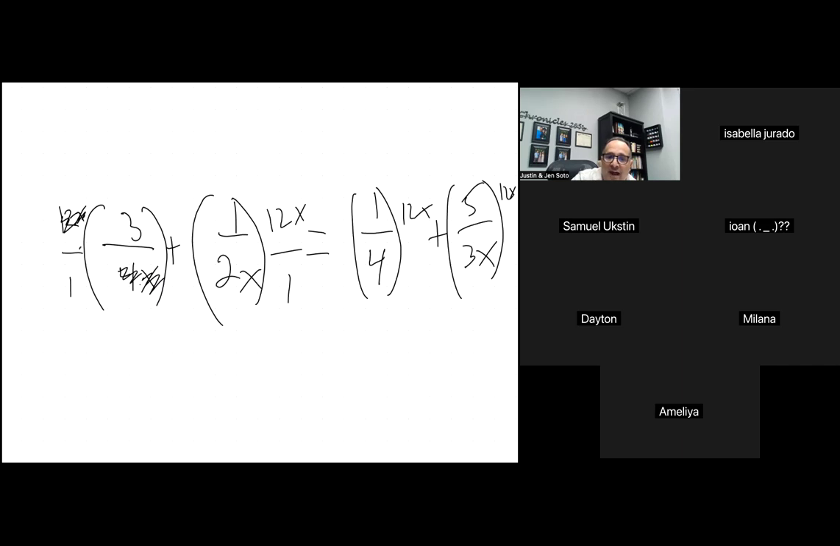3 times 3 is 9. The x's cancel out. The 2 and the 12 reduce to 1 over 6. 6 times 1 is 6. 1 times 1 is 1. 6 over 1 is just plus 6. The 4 and the 12 here cancel out to 1 and 3. But you still have the x.